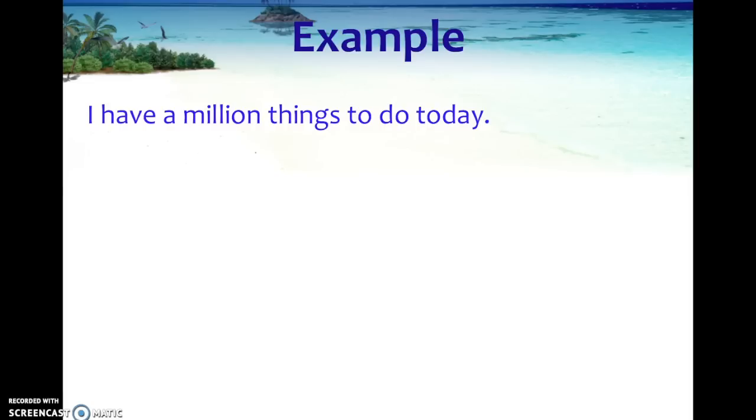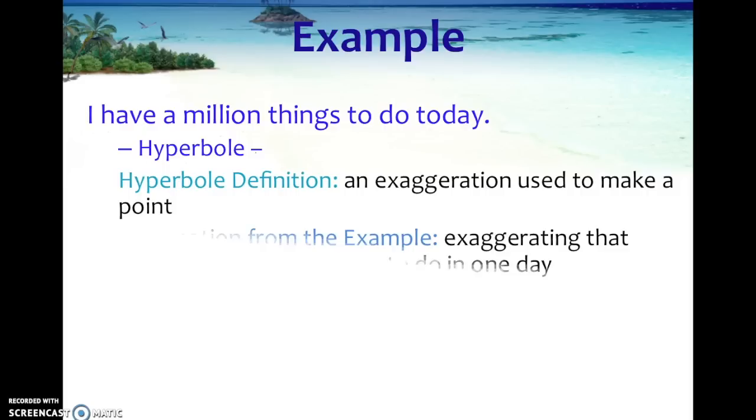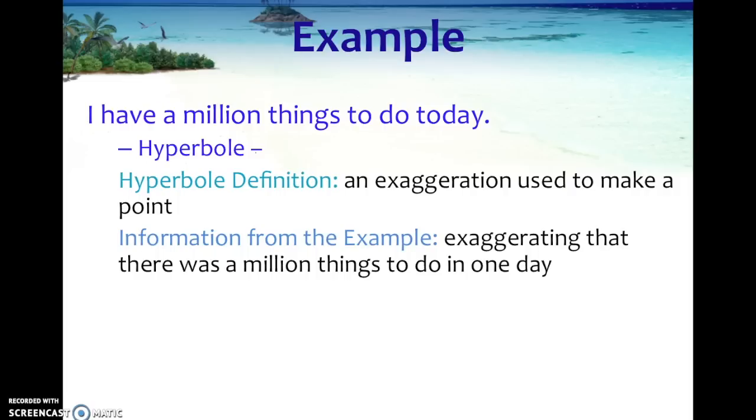This example says, I have a million things to do today. And hopefully you guys realize that is hyperbole because we don't have a million things to do today, even though it feels like it. Yeah, all the time. We know the definition of a hyperbole is just an exaggeration that we'll use in order to make a point. That's right. So now we need to figure out what's important information from the example that we need to include. In this case, we need to include the exaggeration part that there's a million things to do in one day.